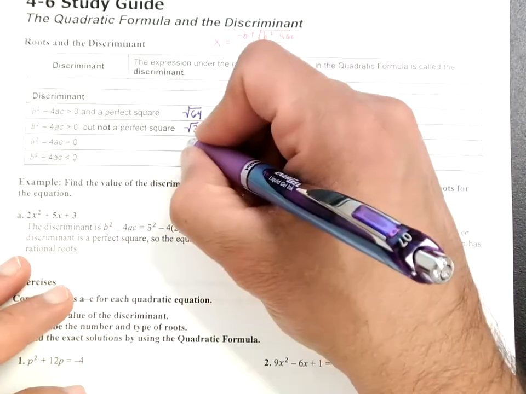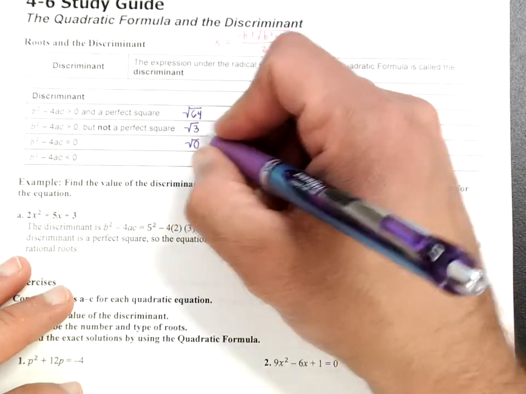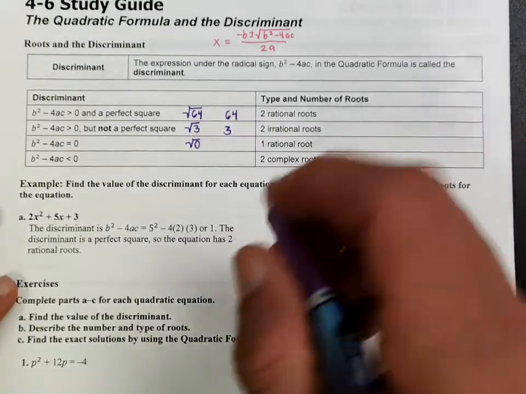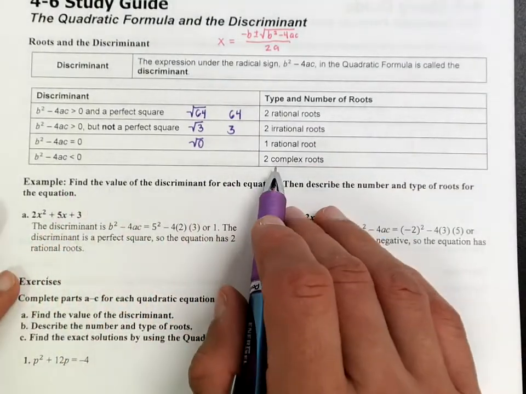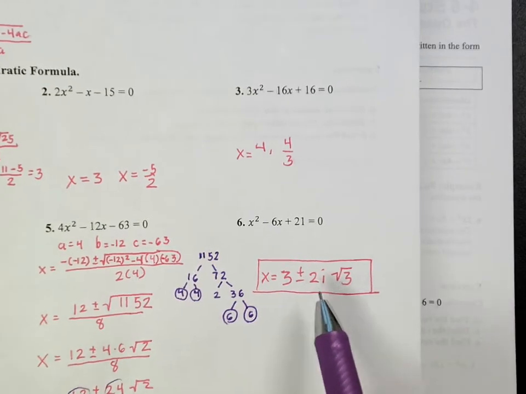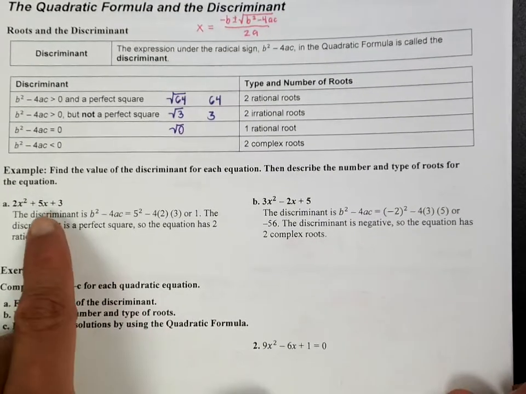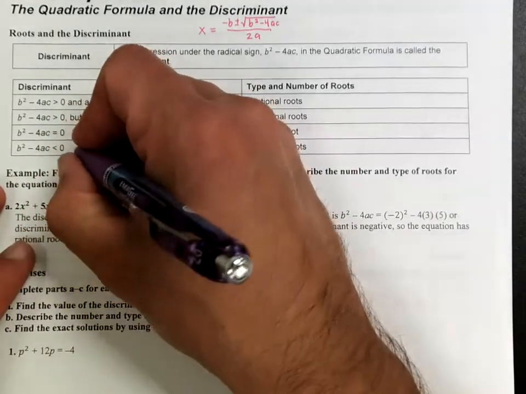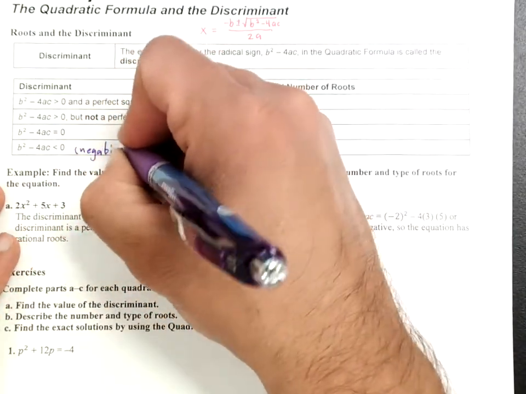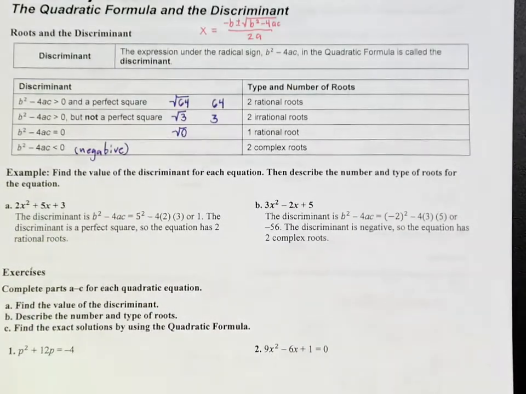Now finally, if this is exactly equal to 0, then you're going to have 1 root. There's not much to say other than that, since the plus or minus 0 doesn't really matter. And then finally, if you get a negative, you're going to have 2 complex roots. If this is less than 0, which means it's negative, then you're going to have complex roots, which means you have imaginary solutions.